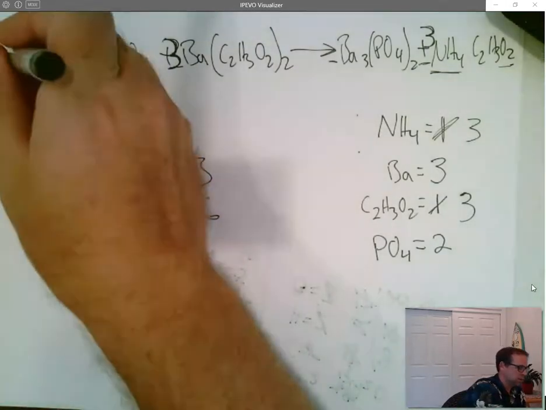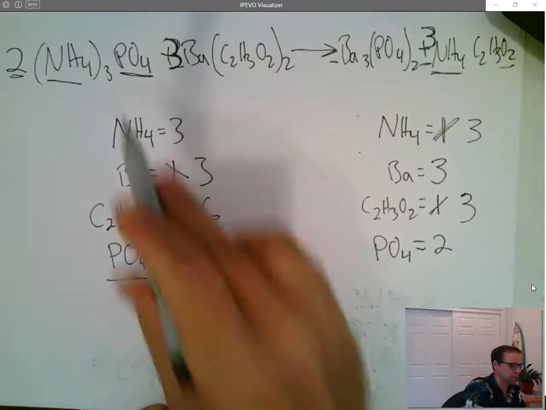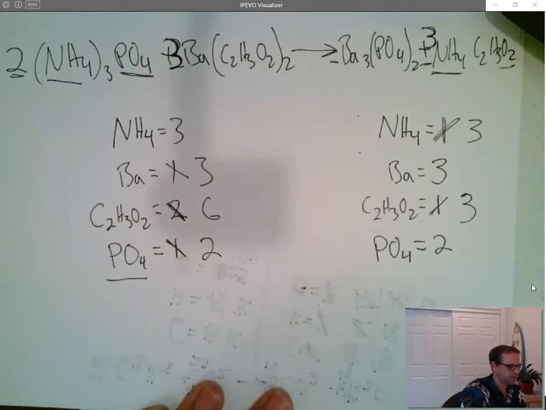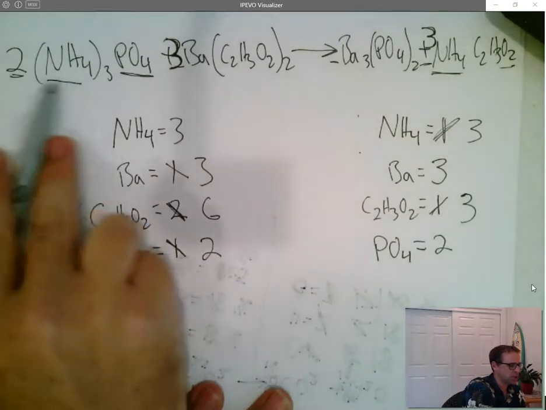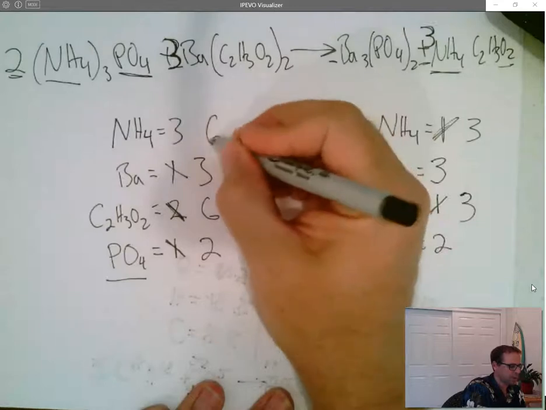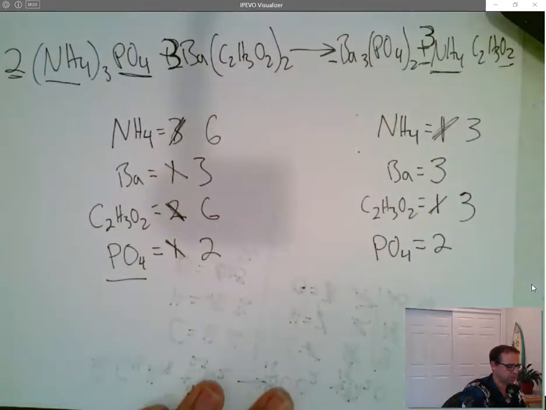True, because if we put a 2 there, that's going to give us 2 phosphates, right? Right. But it's also going to change this up here, right? Yeah. It's going to make that 6. Okay.